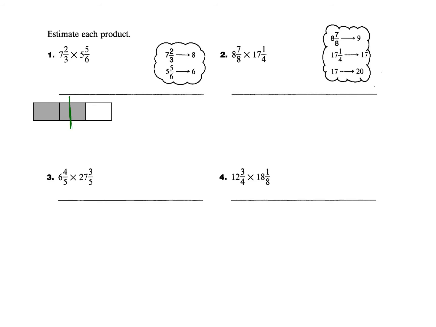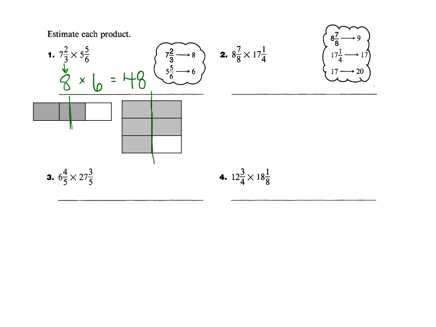So 2/3 is a little bit more than half, so that would round up to 1. So 7 2/3 rounds to 8. Now let's take a look at 5 5/6. Half would be right here, and clearly 5/6 is closer to 1 than to half. So 5 5/6 would round up to 6. 8 times 6 is 48. So our estimated product would be 48.